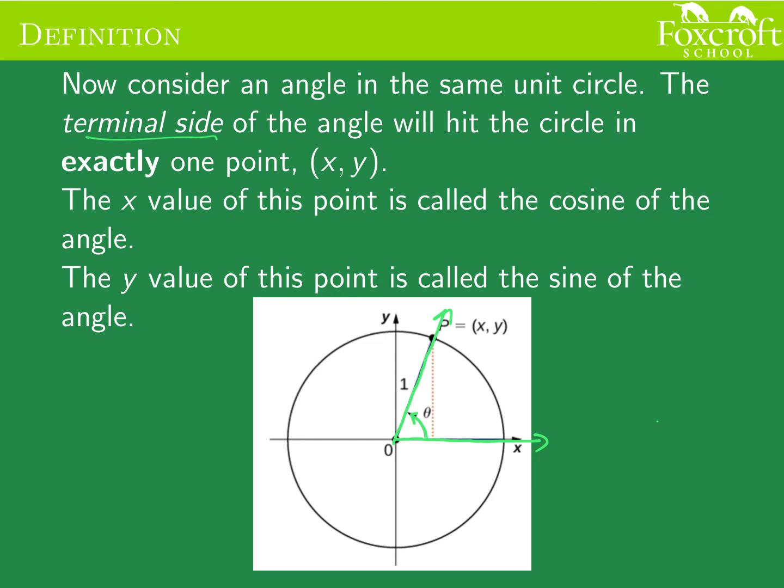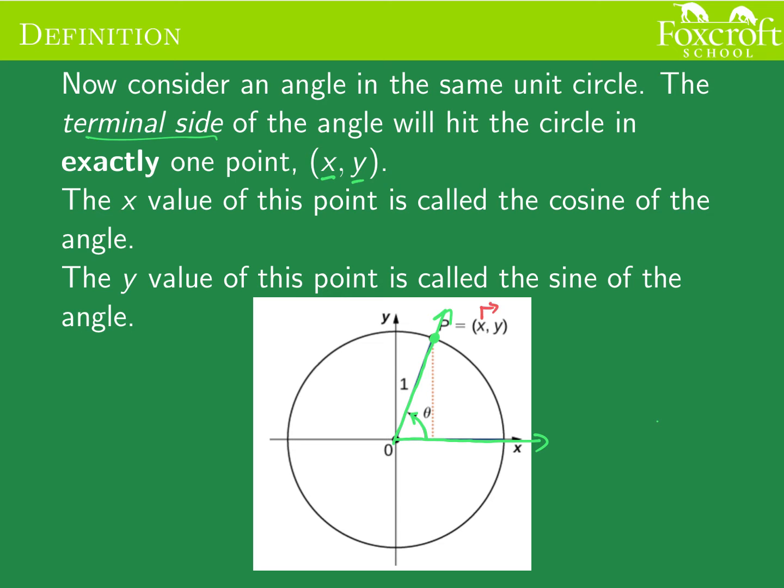All right, and as you can see, if I draw this terminal side in any direction, it's going to hit the unit circle in exactly one point. It's not possible to draw this line through the circle and hit more than one point. And that point's going to have an x value and a y value. And we just give these things names.